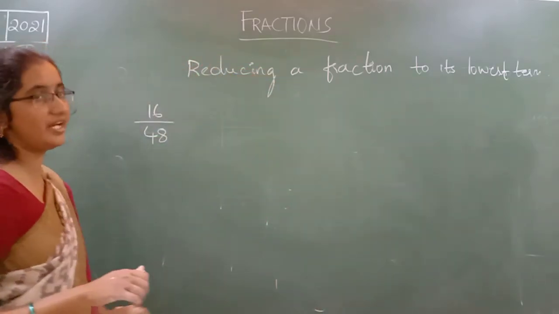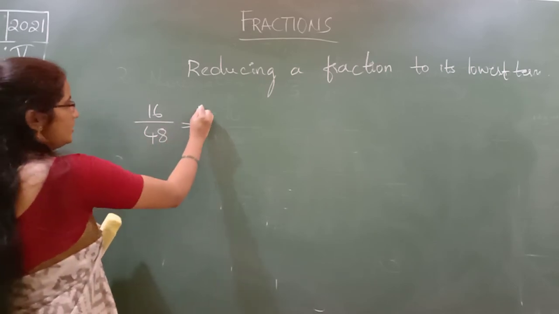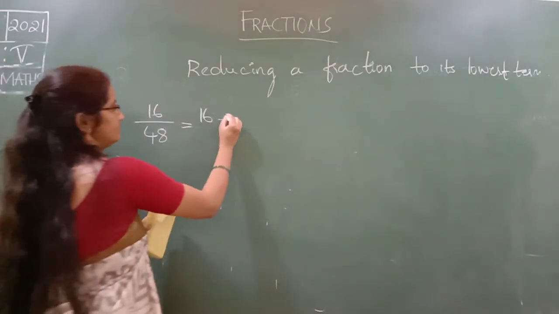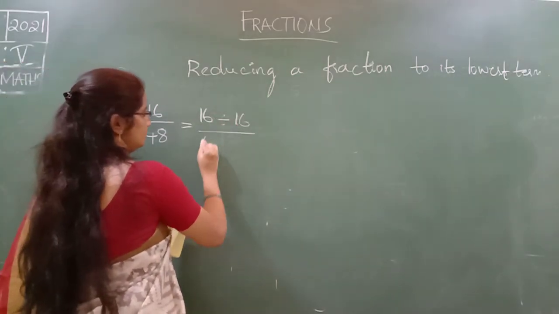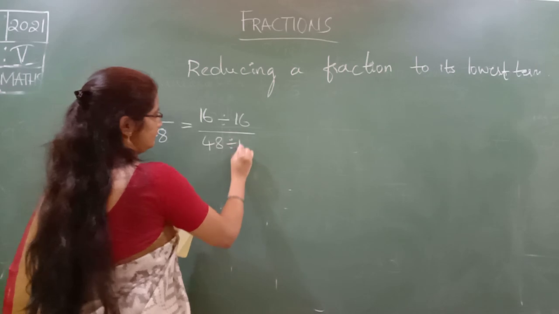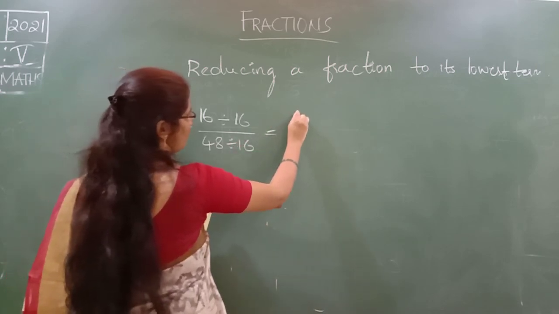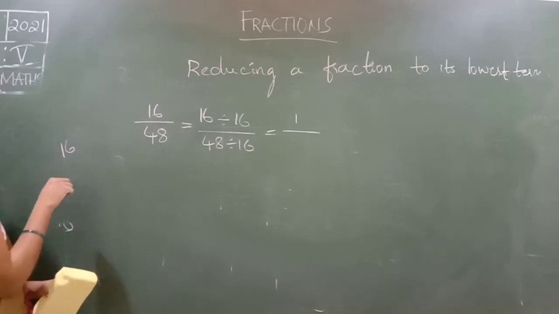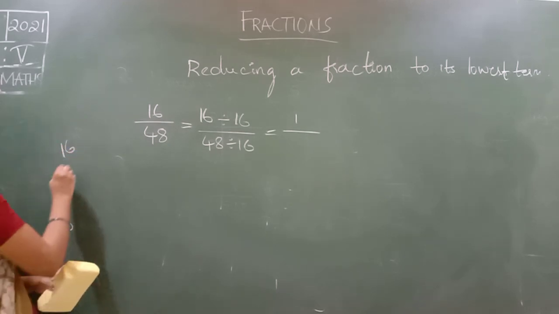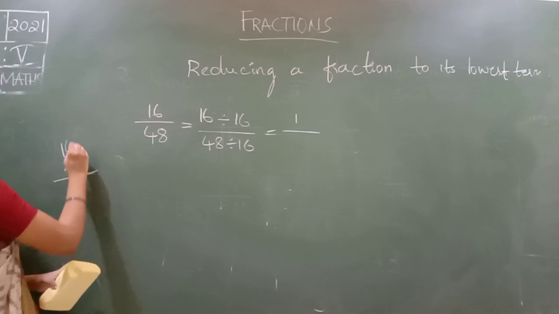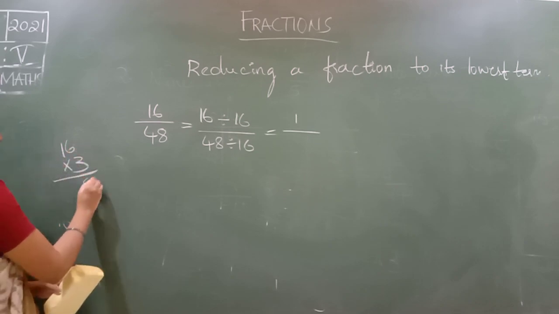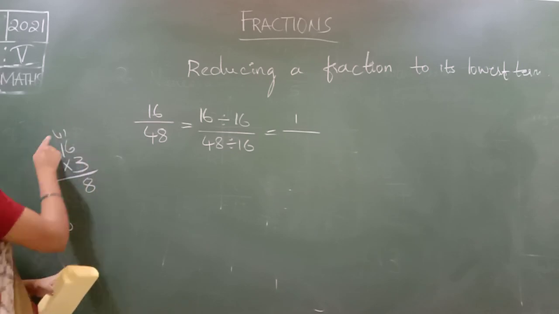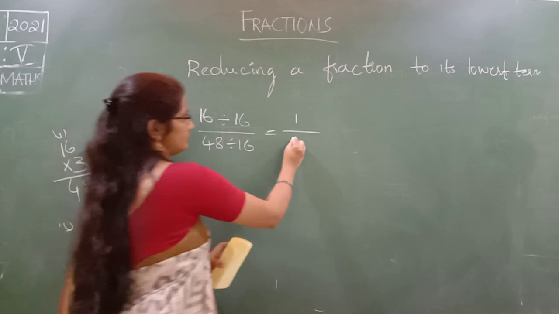We have to divide both terms with 16. What is the HCF of 16 and 48? 16. 16 1s are 16. 48 is divisible by 16: 16 3s are 48. So the answer is 1 by 3.